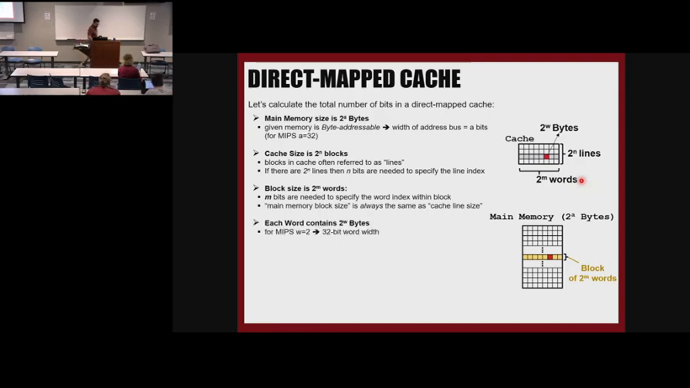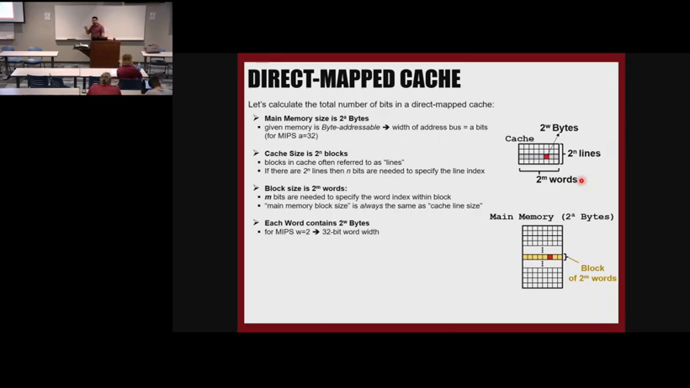Okay, and if I have 2 to the w bytes in each word, then I need w bits to address every byte in the word. So you see how it is happening? We have the main memory that has 2 to the a bytes. We need a bits to address every byte in the main memory.